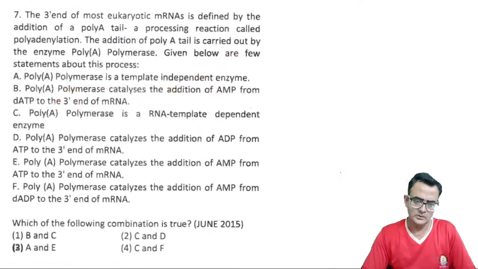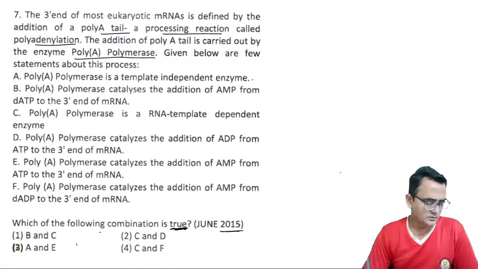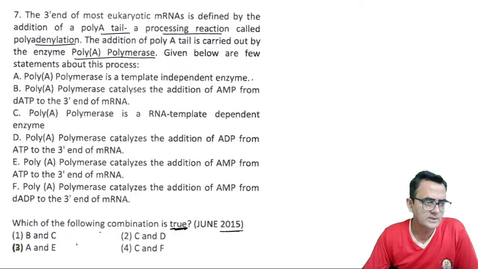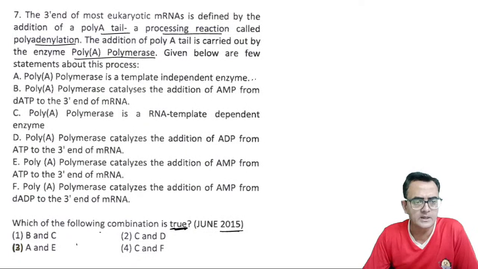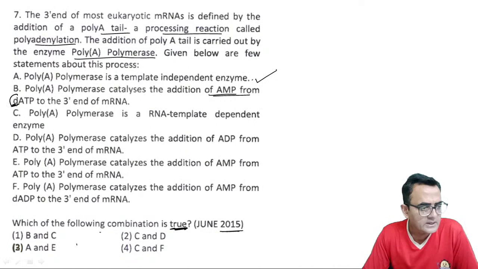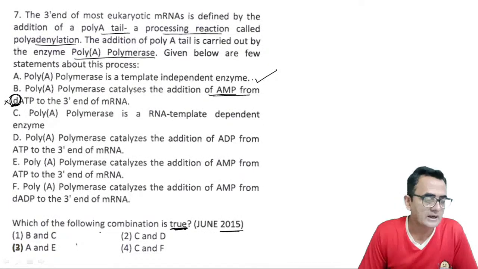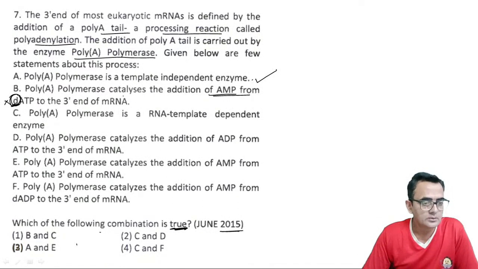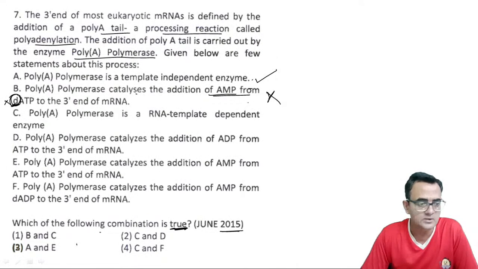Now you come back to the question. So the statements are: poly A polymerase is a template independent enzyme. This is correct. Poly A polymerase catalyzes the addition of AMP from dATP. No, dATP has been given here, which makes it wrong. It won't be dATP, simply ATP, because by the same mechanism as RNA synthesis they add the adenine residues. So this is wrong. Everything is correct, only because of giving dATP this choice became wrong.